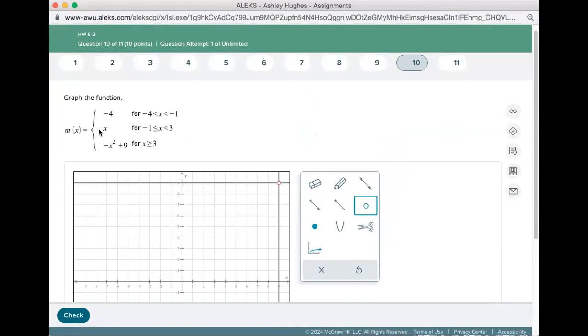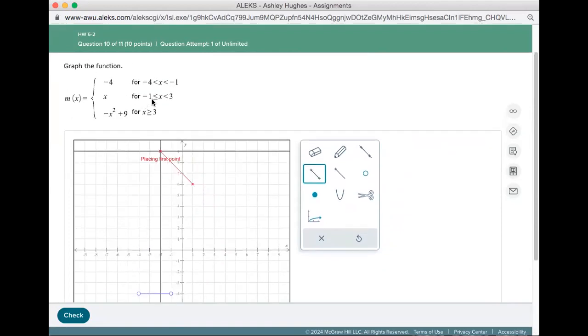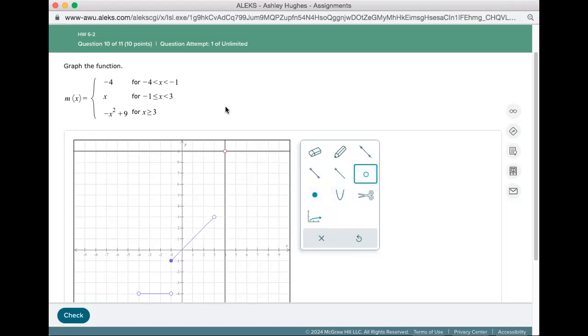Then we have the line y equals x. Well, that's pretty easy. Y equals x is a line hopefully that you recognize. So -1, -1 would be a point on that because y equals x, and then 3, 3 would also be a point on that. And then notice we have an equal sign underneath the -1, so that's going to be a closed circle. But then we have an open circle at 3.